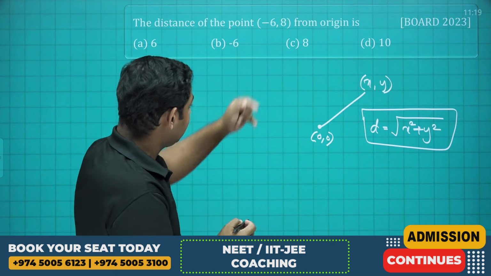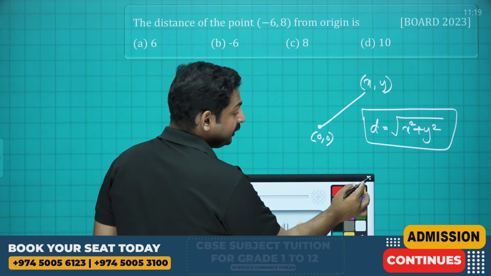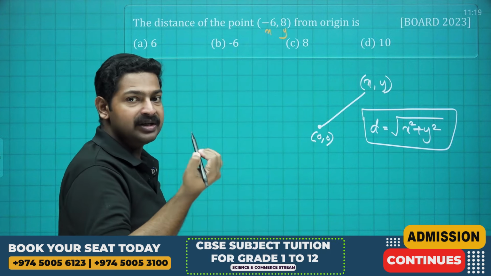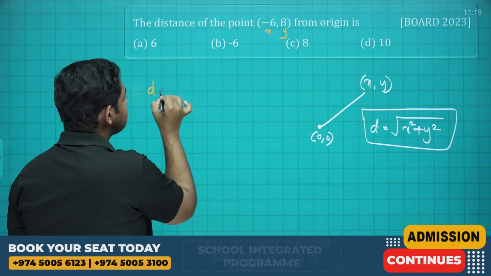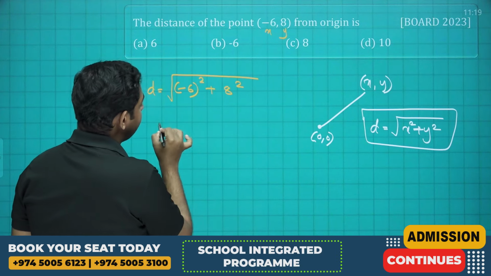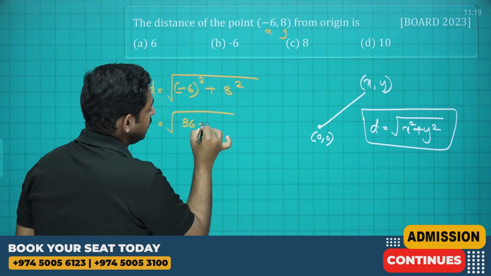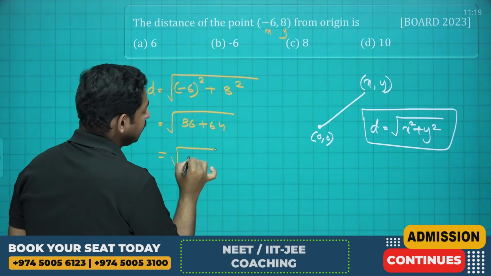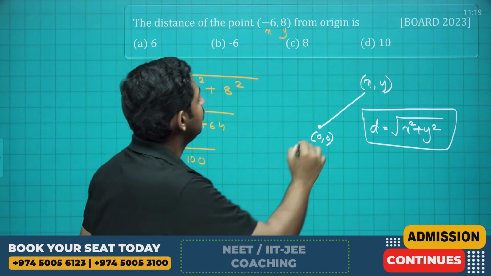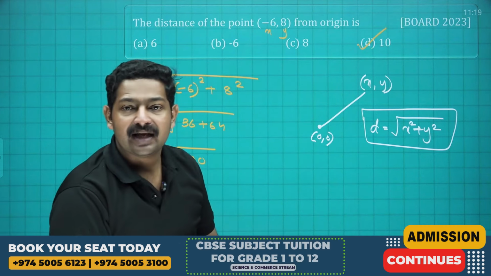Now here you can see the given points are minus 6 and 8. So this can be taken as x, this can be taken as y. Now what is the distance from origin? Distance D is equal to root of (minus 6) square plus 8 square, which is equal to root of 36 plus 64. You will be getting root 100, and root 100 is 10. So 10 units is the answer. So option D is the correct answer.